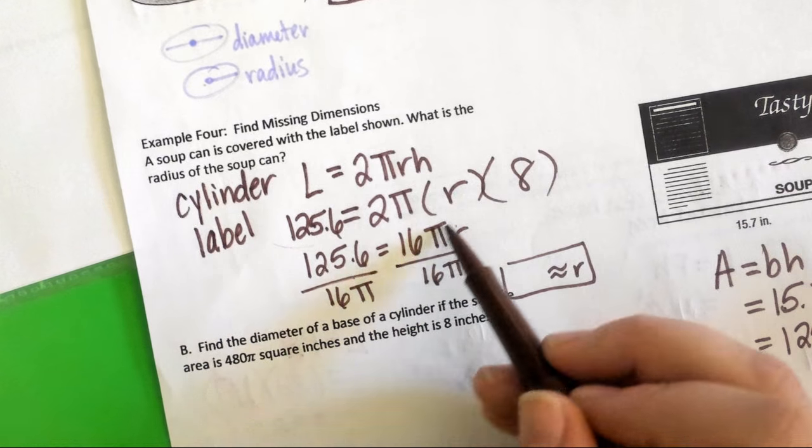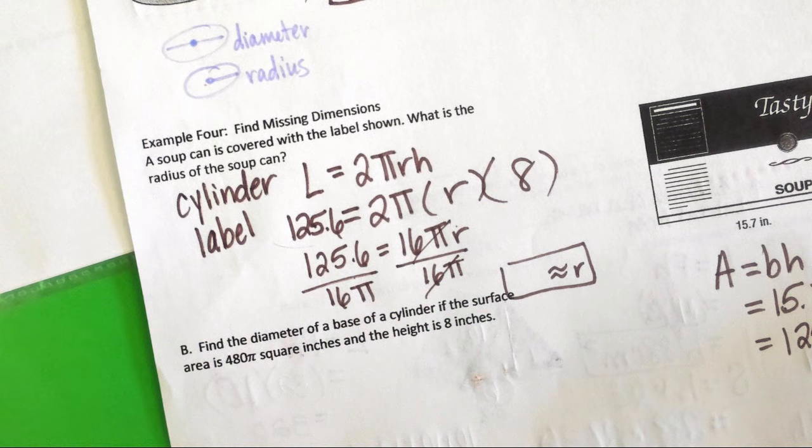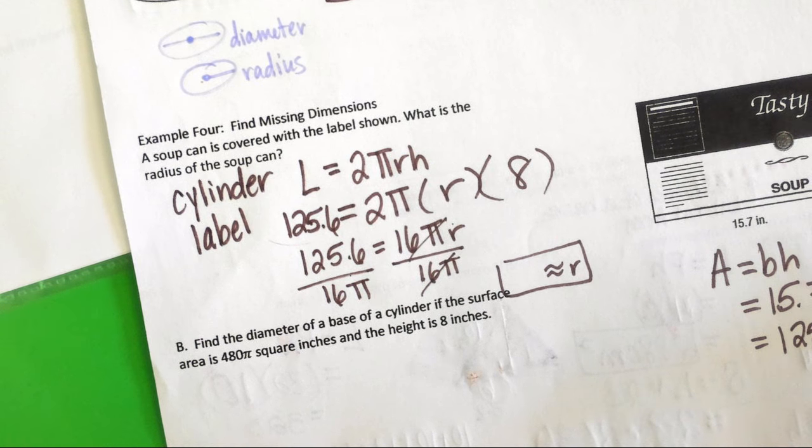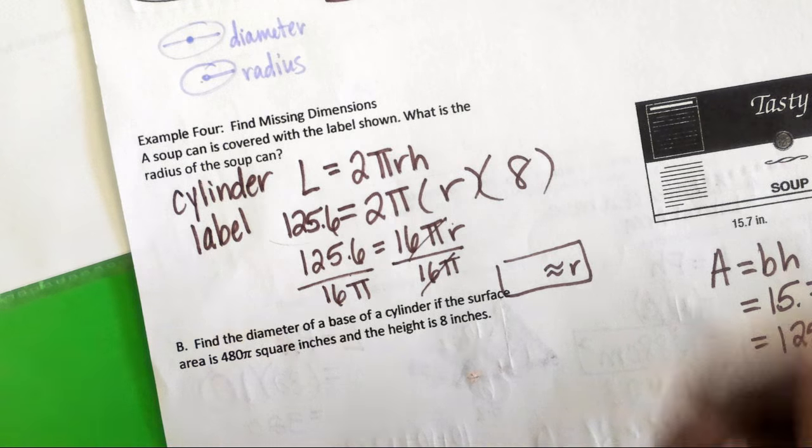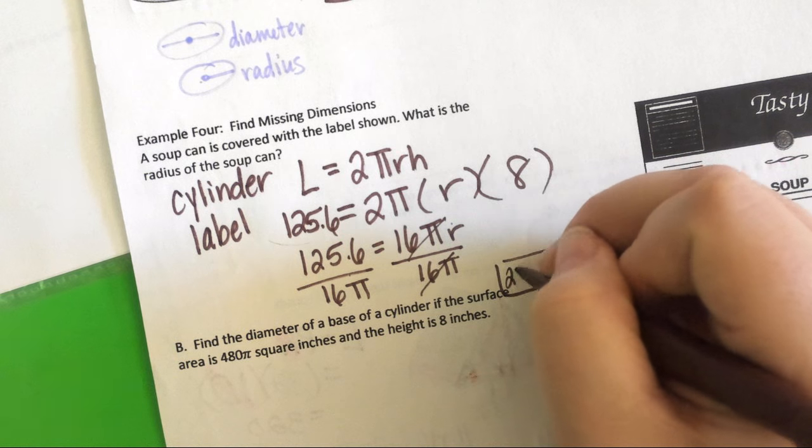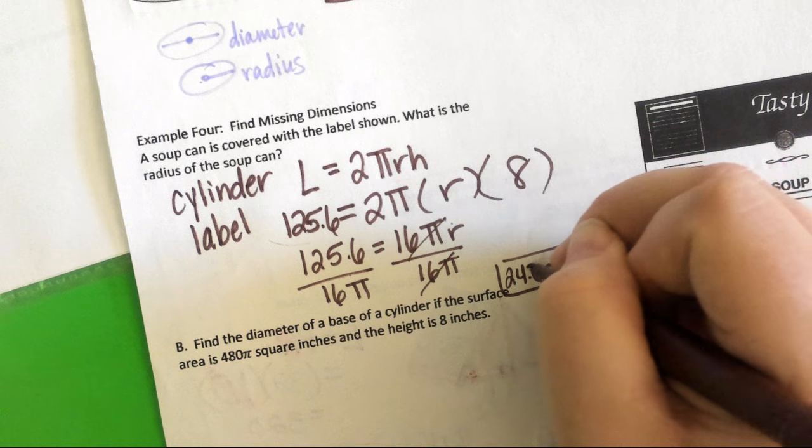16 pi. 16 pi. Got to go. 2,000. Wait, hold on. 24.6. Yeah, I just rounded. 125.6 divided by, I didn't put the pi in there. That's all I got wrong. 16 pi. What'd you get? 24.66. So we'll say 24.7. Yeah.